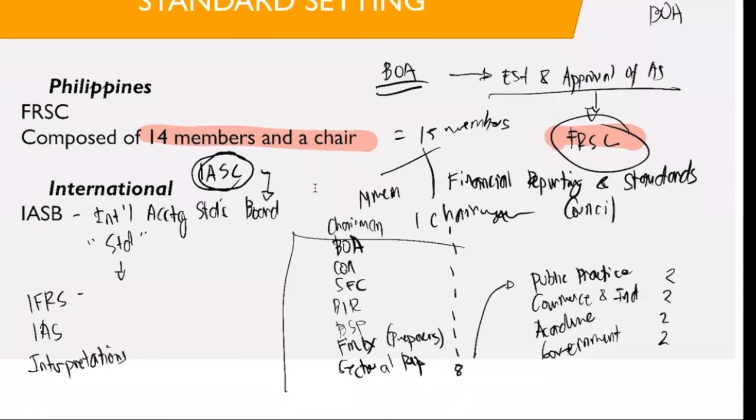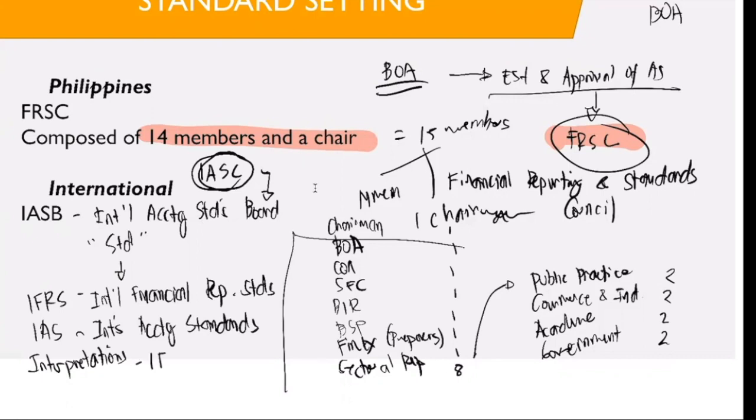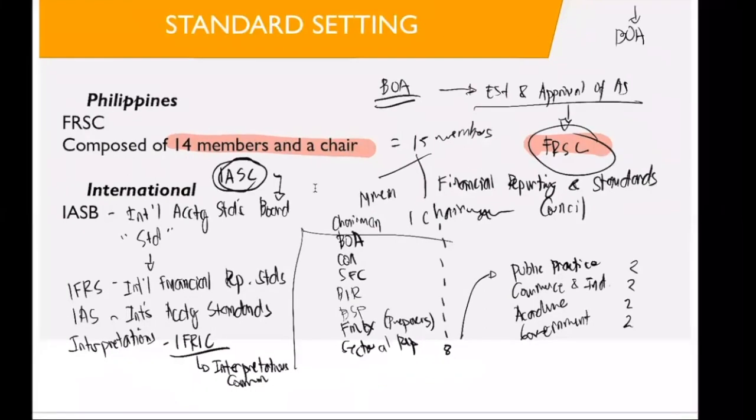IFRS stands for International Financial Reporting Standards. IAS stands for International Accounting Standards. And interpretations comes from your IFRIC, the International Financial Reporting Interpretations Committee. So this is the Interpretations Committee. Okay.